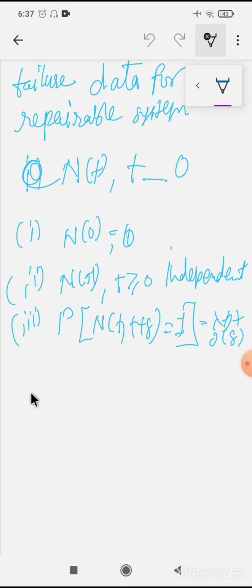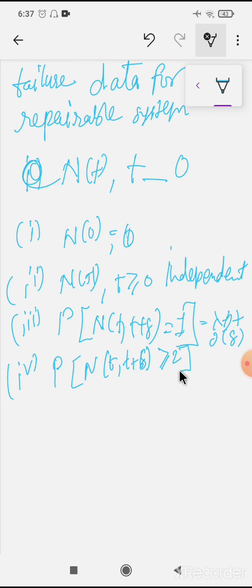Now the fourth condition: the probability that the number of events in the interval of time t to t plus delta t is greater than or equal to 2 is just o(delta t).